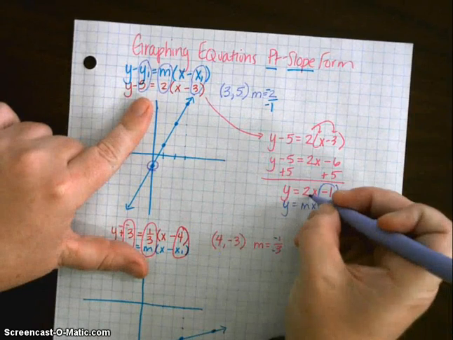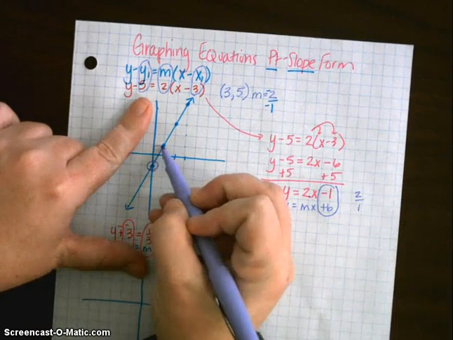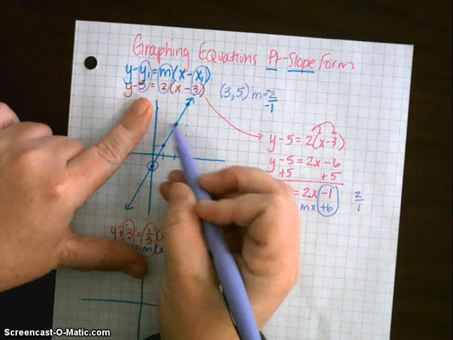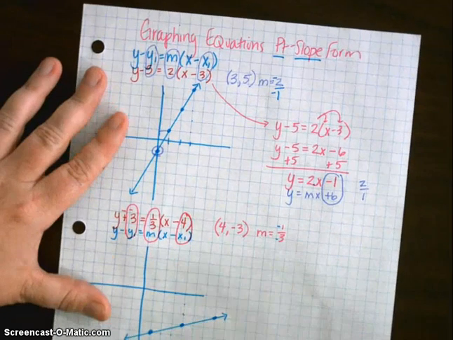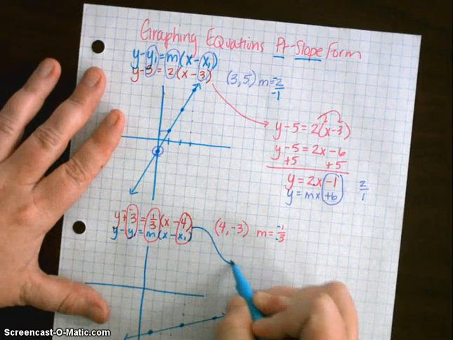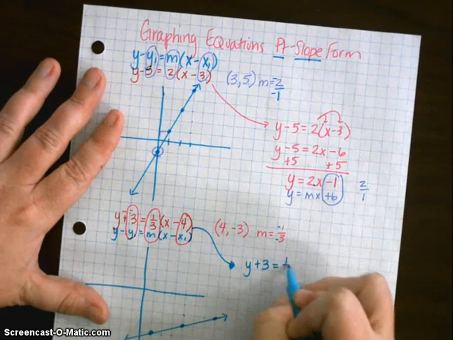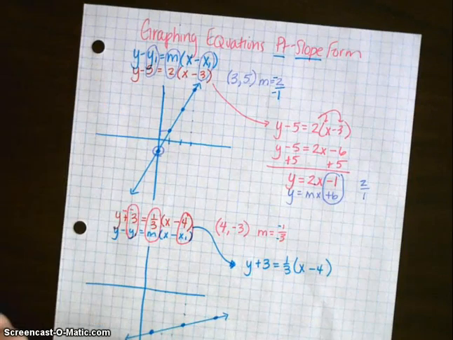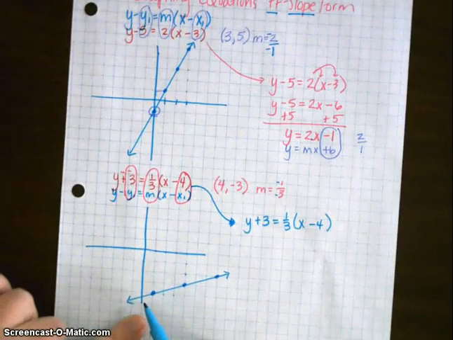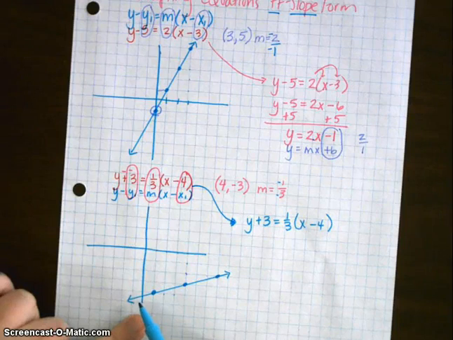And my slope, of course, would be 2, which is 2 over 1, up 2 over 1, up 2 over 1. Same process. If I took this second equation and I solved it, y plus 3 equals 1/3 times x minus 4. Notice that my y-intercept is not very pretty here. It's not perfect. So this is going to be a little off, but I'm still going to solve.